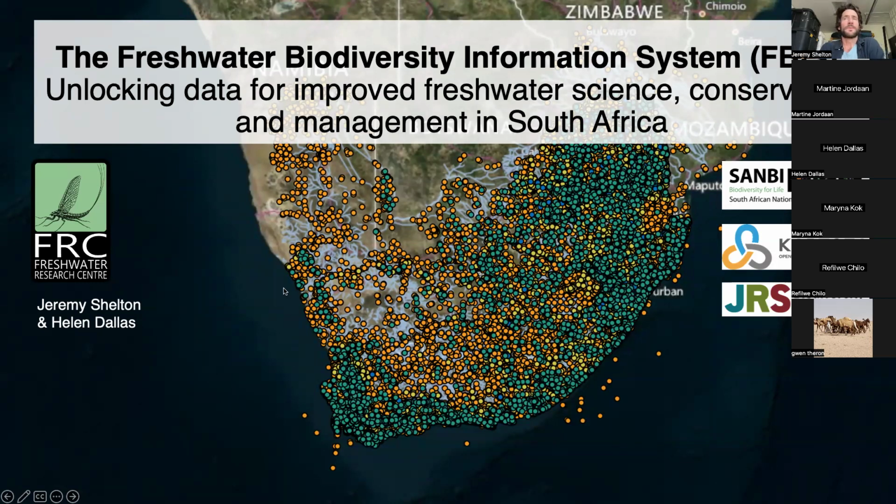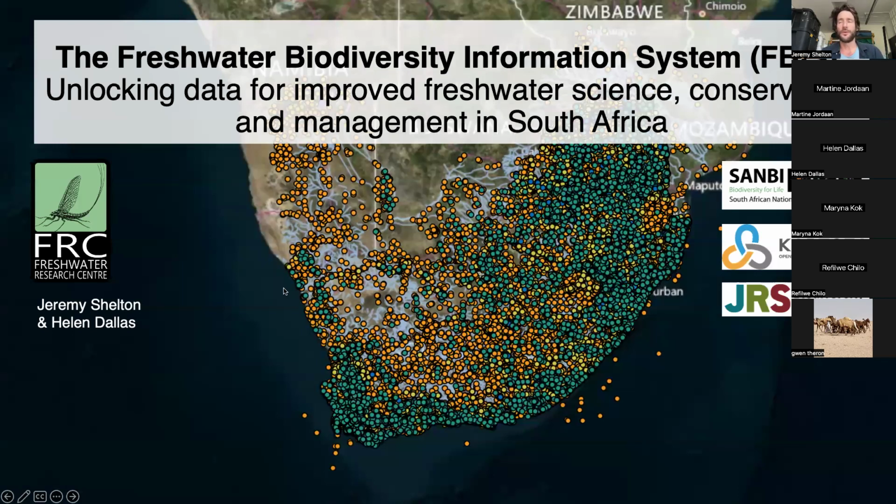So, I'm going to start off with a few slides to provide some context and background around the FBIS platform, just to get us into the headspace of freshwater data in South Africa, and particularly this platform. We'll spend the first 15-20 minutes going through some context, and then we're going to launch into working with the platform itself and working through some examples and some key workflows.